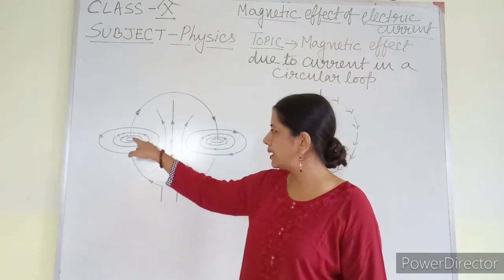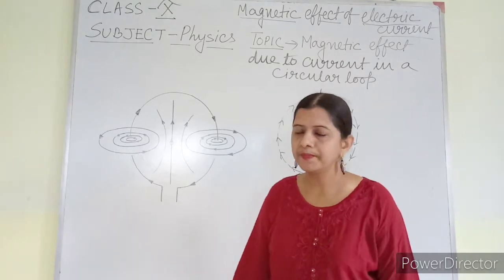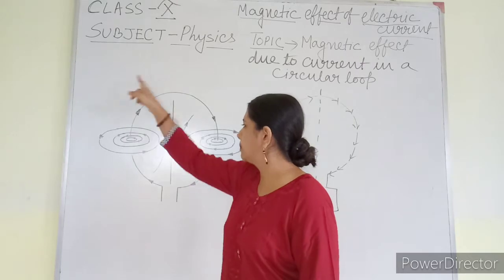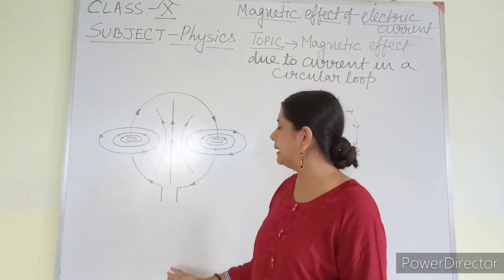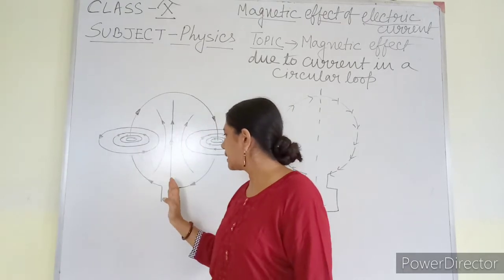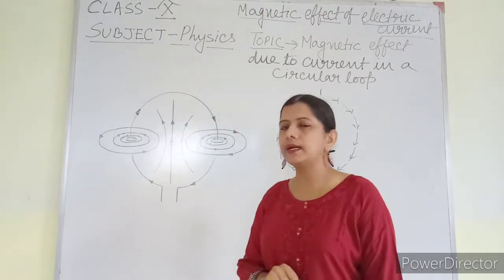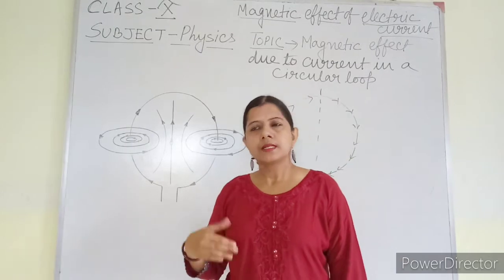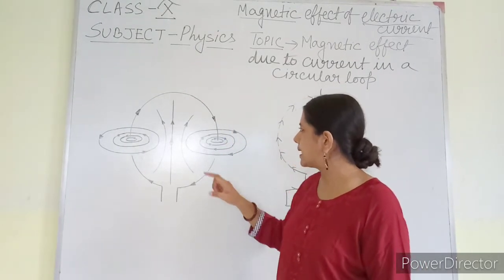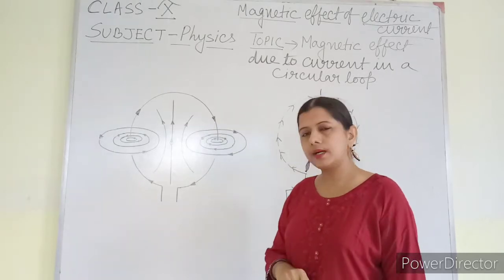So at this point I have used the right hand thumb rule. These circles are going to be bigger and bigger. Ultimately the circle is going to be so big that at the center of the loop it looks like a straight line. Similarly, if I take a point on this side, in this side the current is coming in the downward direction.